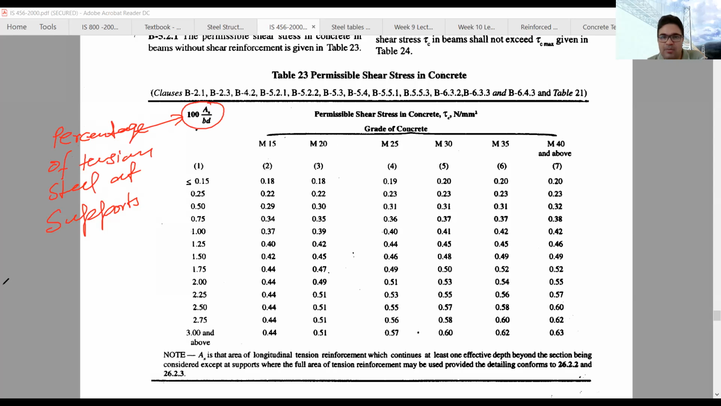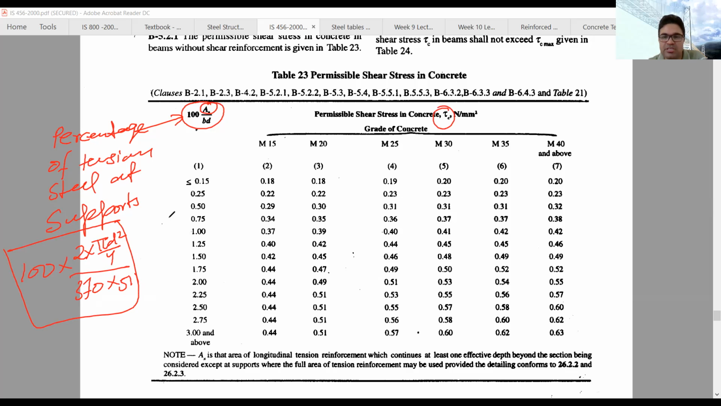As 2 bars are bent up, we will calculate the percentage of steel for the 2 bars. So it will be 100 multiplied by AS, where AS is the area of cross section of the reinforcement at support. At support only 2 bars are there now, so 2 multiplied by pi d square by 4, upon b into d, where b is 370 and d is 511. By solving this, we can easily find out the percentage, and then the value of tau c.